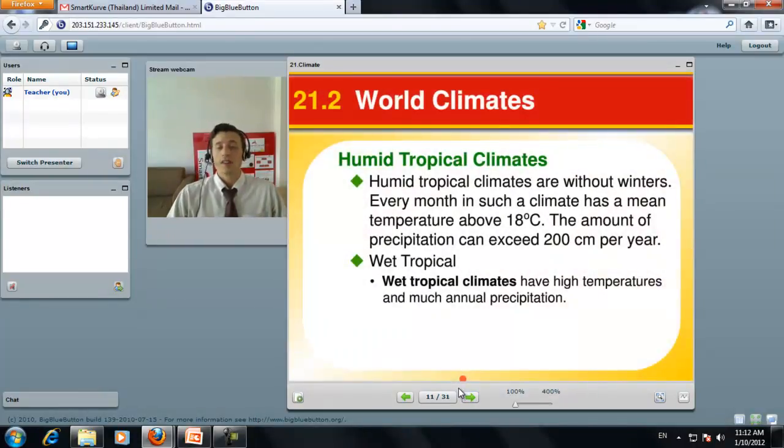Moving on to slide 11. The first type of climate we're going to look at are the humid tropical climates, that humid, wet climate. Humid tropical climates have no winters. They're close to the equator, so there's never actually a winter. The months have a mean temperature of about 18 degrees Celsius. Yes, in tropical areas, there's very little change in temperature compared to temperate regions.